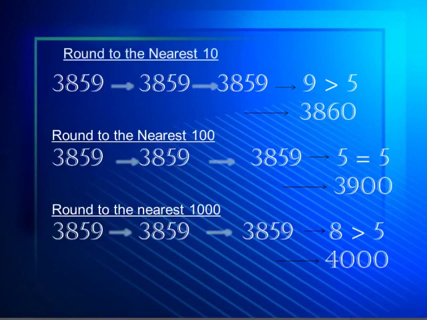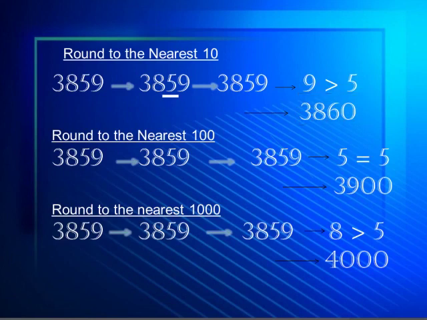Take the number 3859. You should round to the nearest 10. Nearest 10 means in the tens place what digit you have? It is 5. So underline that digit. Next what you should do? You should see to its right. What is the digit you have to its right? It is 9. So 9 is greater than 5. So you round the number to the next multiple of 10, that is 3860.